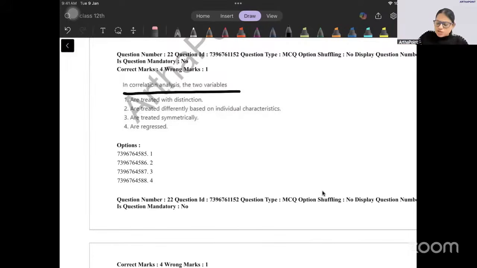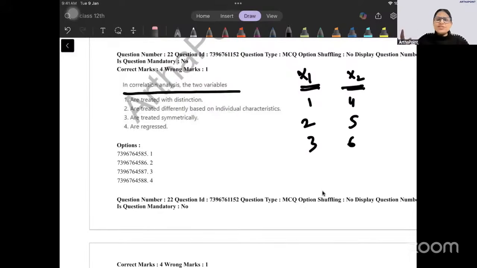Right. So if you just tell me कि find correlation between x1 and x2, I will not even ask what x1 and x2 are. ठीक है. आप x1 को 1 2 3, x2 को 4 5 6 कर दो या you reverse it, does not matter to me. I am just treating them with equal weight. Right. So answer should be 3. There is no dependence. There is no distinction.